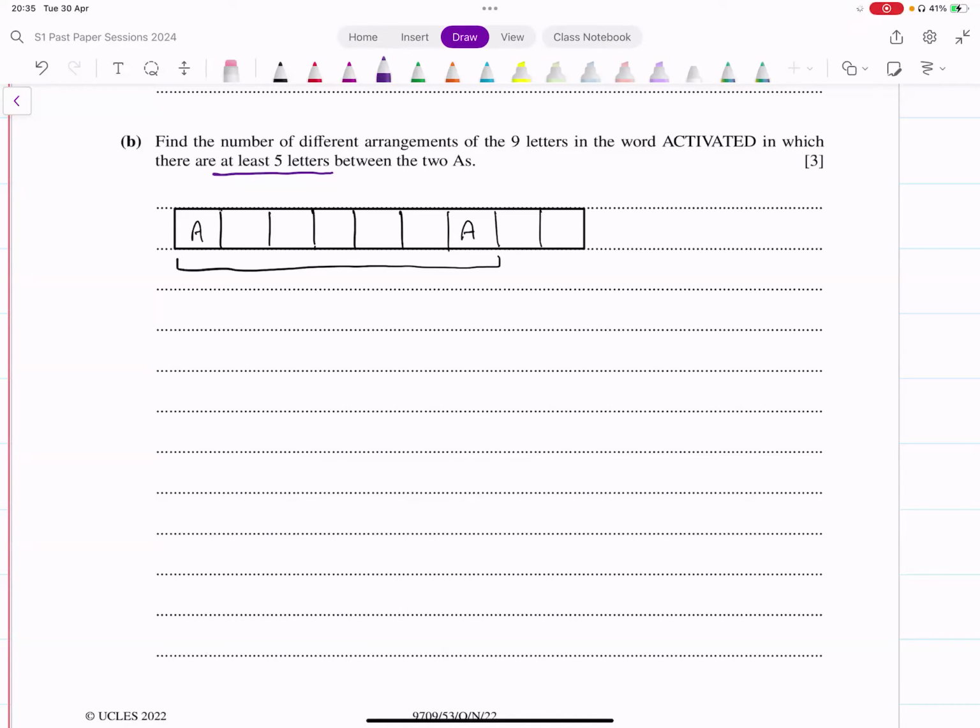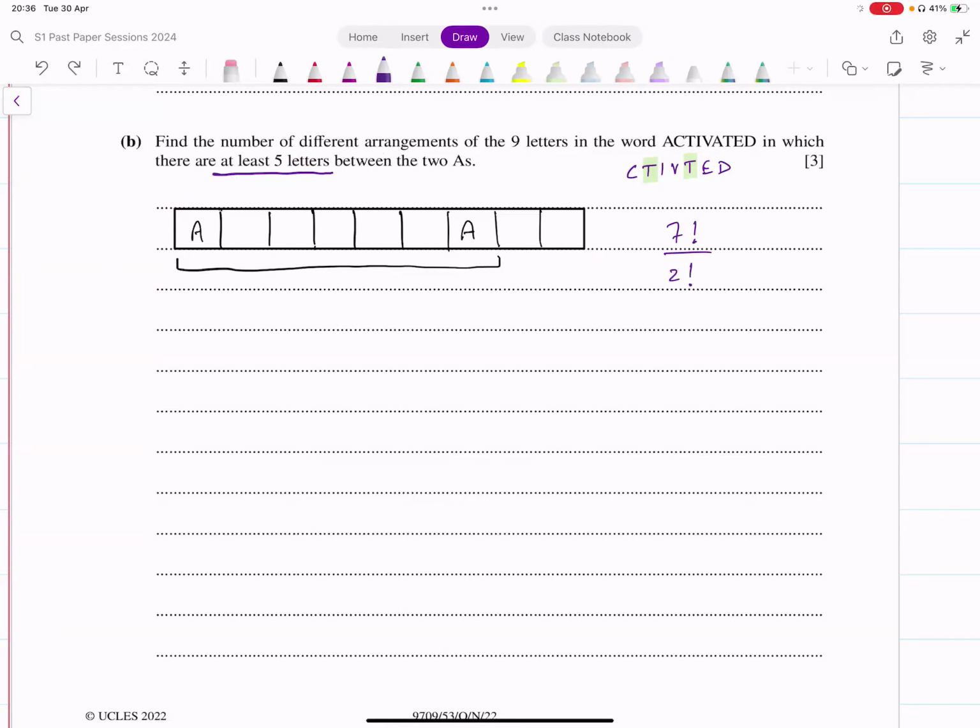Now, what about the arrangement of the remaining letters? What are the remaining letters? C, T, I, V, T, E, D. We still have 7 letters left, and out of those 7 letters, the 2 T's are repeated. In how many ways can we arrange those 7 letters in the 7 remaining places? We can arrange them in 7 factorial divided by 2 factorial ways for this particular case.